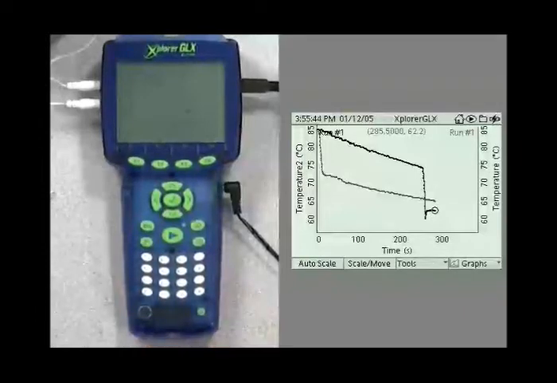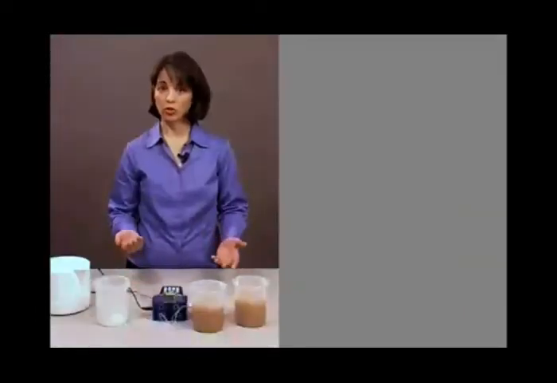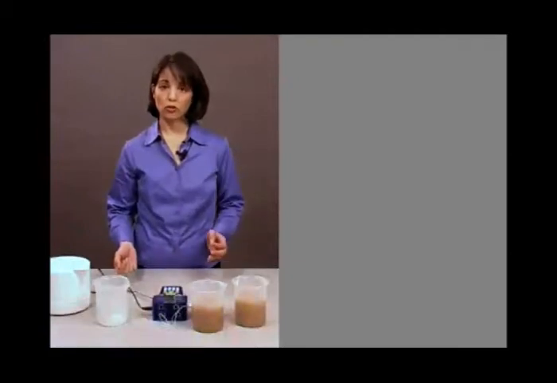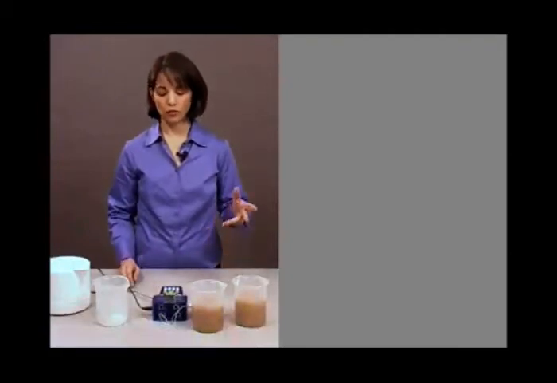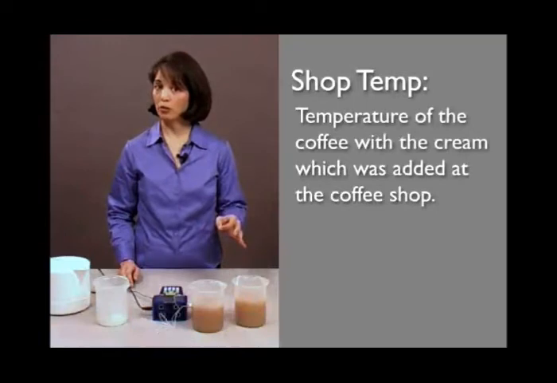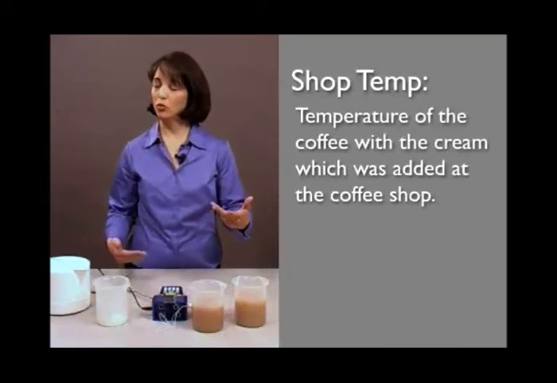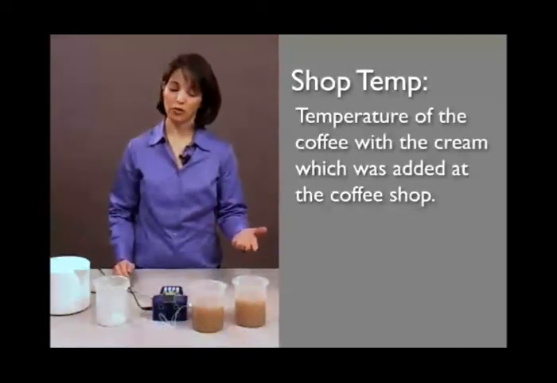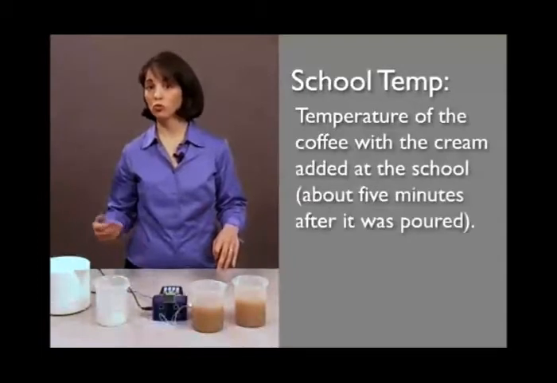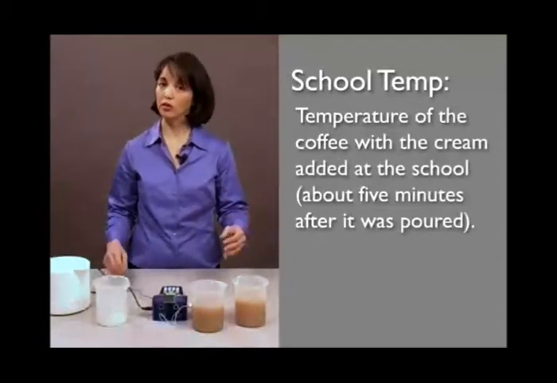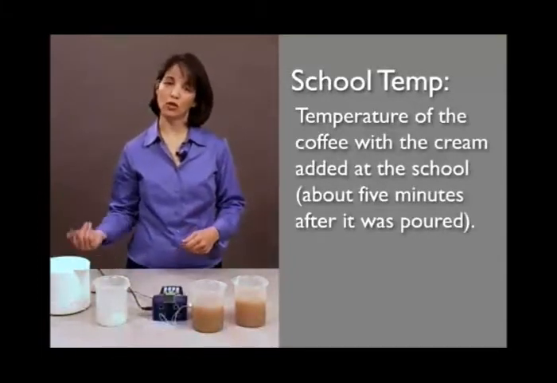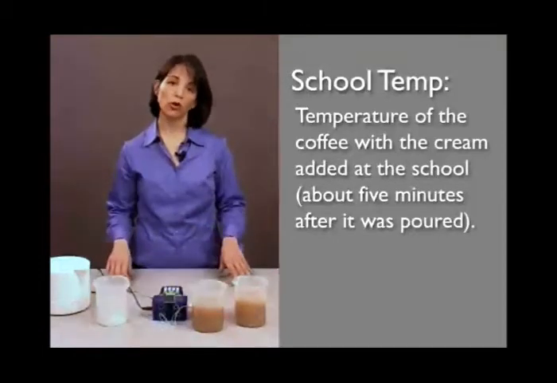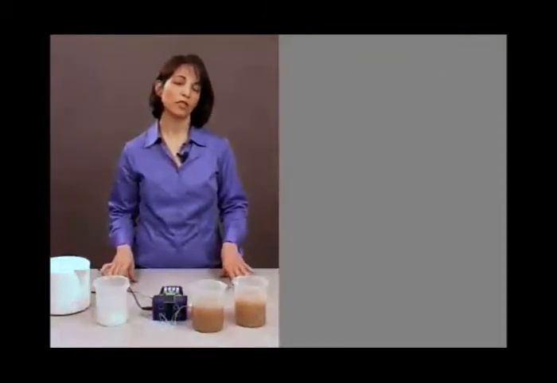And now what we want to do is be able to differentiate between our two runs. We want to name one of them the temperature from the shop, meaning we added the cream at the coffee shop, and we're going to call the other one school temp. So one is shop temp, the other one is school temp, meaning we added the cream when we got to school. So we're going to go back to our hotspots. Can you remember how to do that?